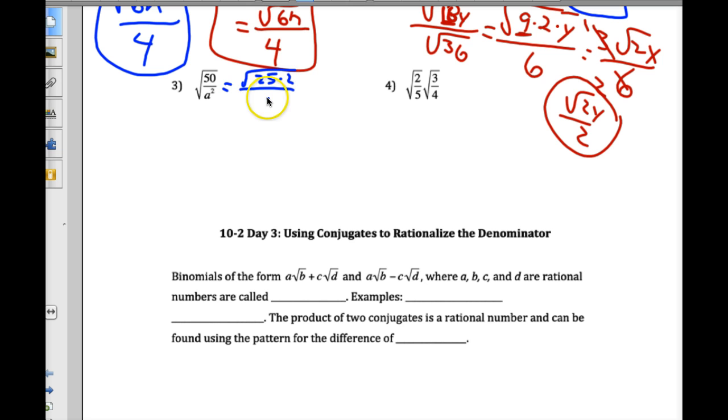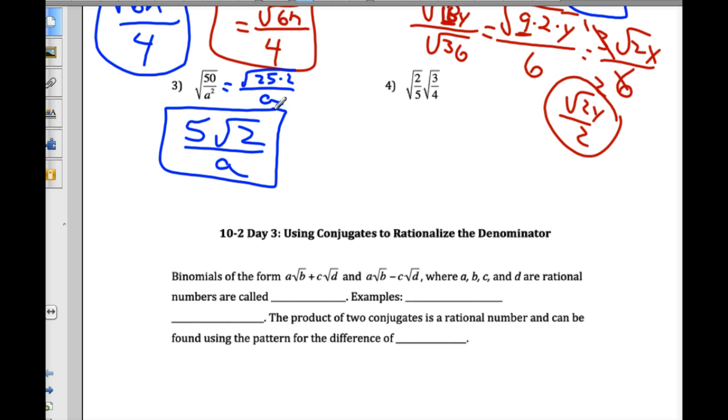25 times 2 over a. Radical a squared, guys, is a. Take the square root of it. I did a couple things here. I took my 50 and made it 25 times 2. 5 radical 2 over a. Cannot be simplified anymore. You don't have any radicals in the bottom. If you were to multiply top and bottom by radical a squared over radical a squared, you can get there eventually. But you're going to need a lot more paper than this. Be smart.